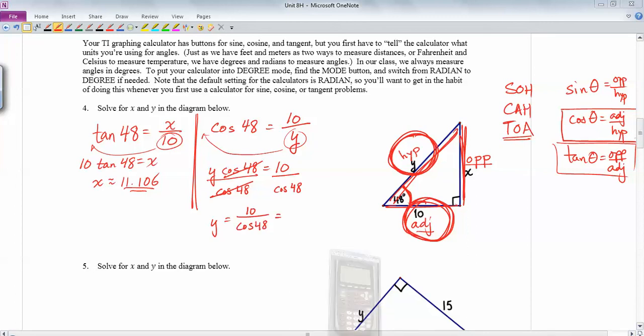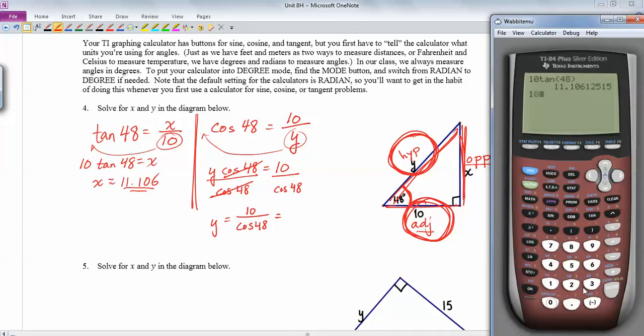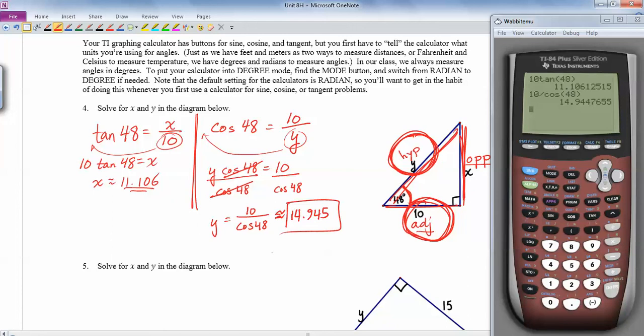And that will end up being 10 divided by cos 48 equals 14.945-ish. So I'll do approximately equals. So there's y, and here's x.